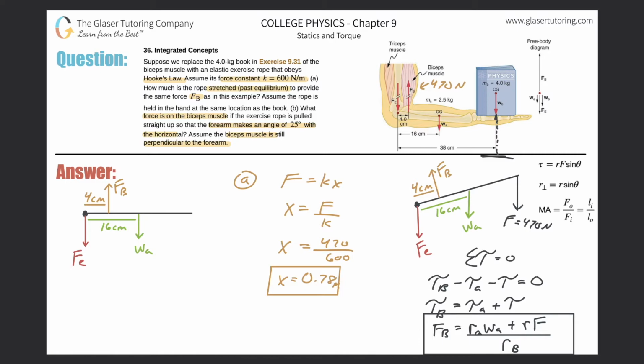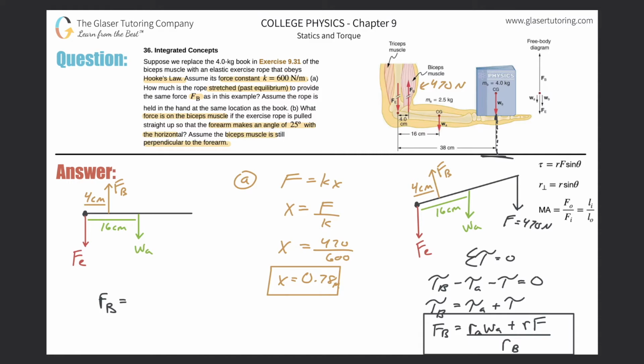Now, do we know everything? Well, we basically do. We're going to have to do a little work figuring out the perpendicular lever arms, but that shouldn't be a problem. So I'm going to start writing the values all the way over here on the left-hand side now. So F sub B will equal the perpendicular lever arm for the weight.